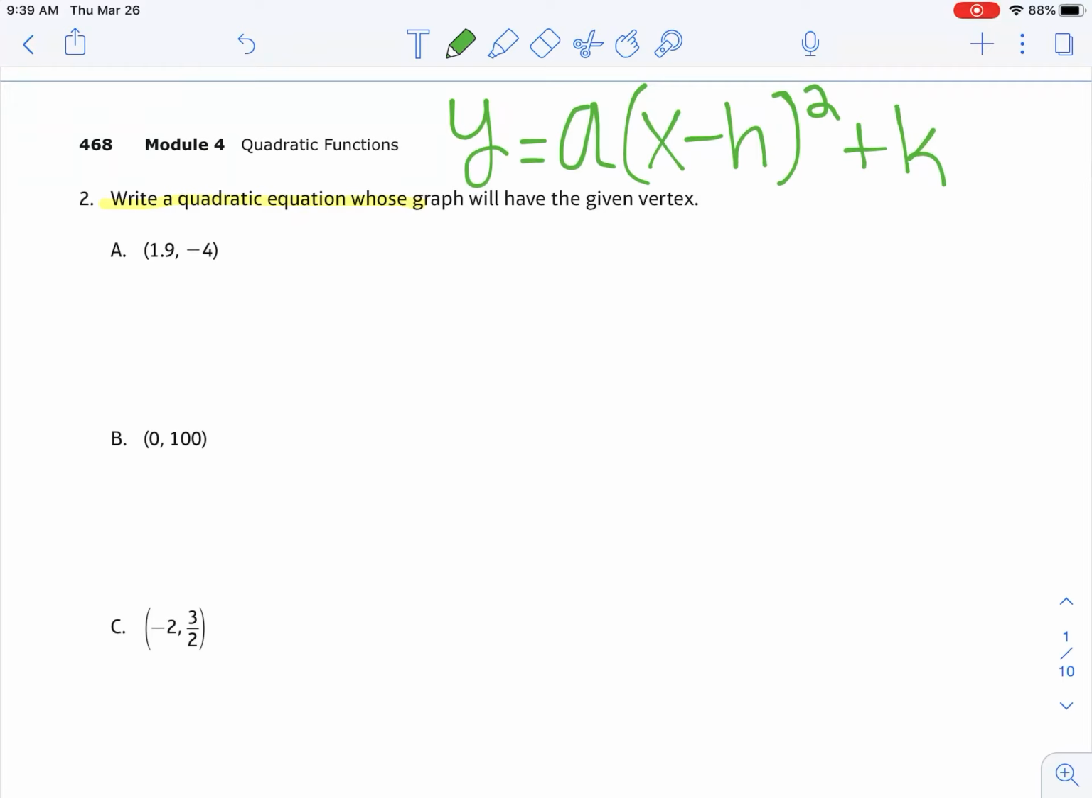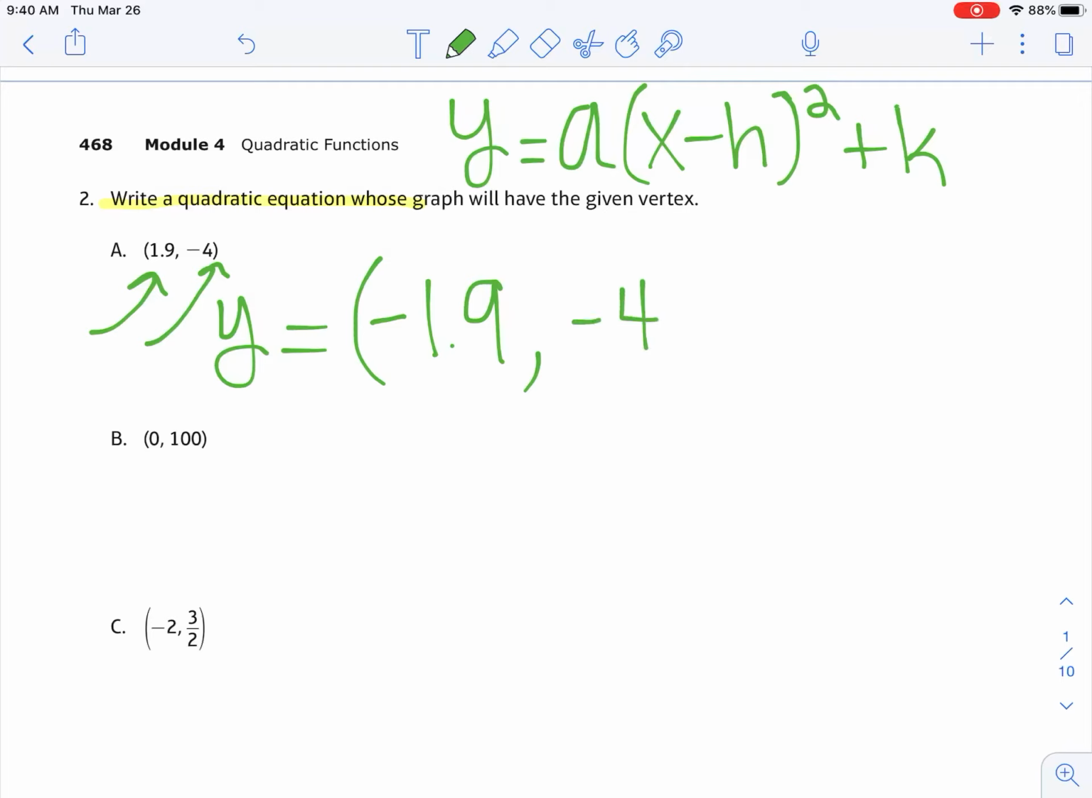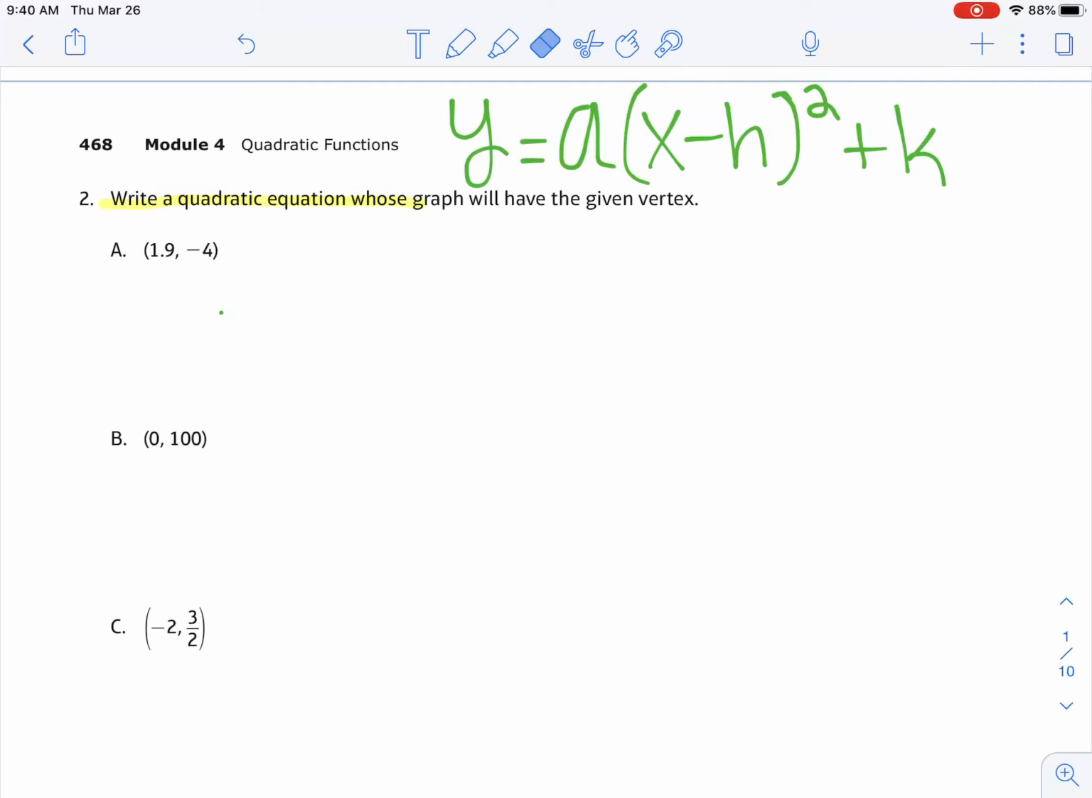So here we have the vertex. We're not writing the vertex form, they gave it to us already. My apologies. We're going to go y equals, a we're going to assume is 1. Now the opposite of 1.9 is a negative 1.9, and k is a negative 4. Oh boy, I'm messing up here too much. All right, take 2.